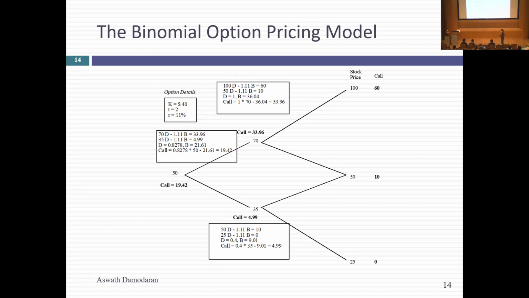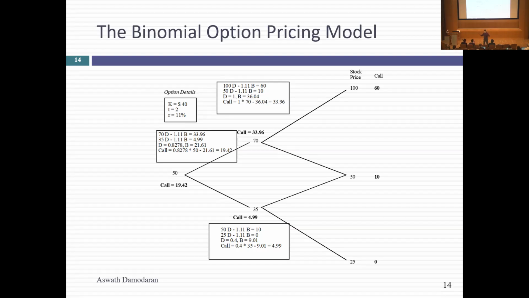If you borrow B dollars, and let's say the interest rate is 11%, and you hold it for one period, stock goes to 100, that position is going to be 100 times delta, whatever number of shares you bought, minus the borrowing paid back with interest. That's what the 1.11 times B is. And that position has to have the same cash flows as the call, which is 60. So the stock goes to 100, that position has a cash flow of 60. If the stock goes to 50, 50 times delta minus 1.11B has to be equal to 10.